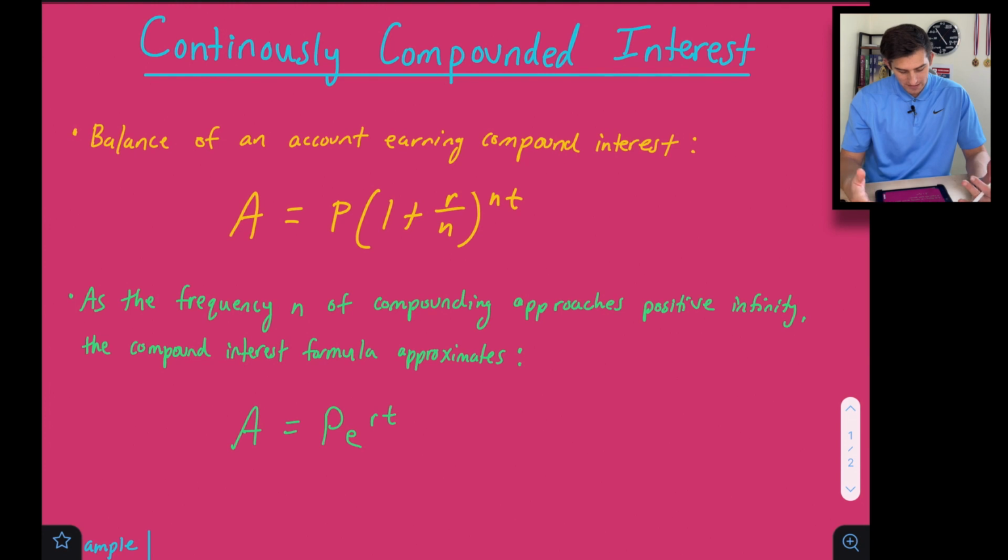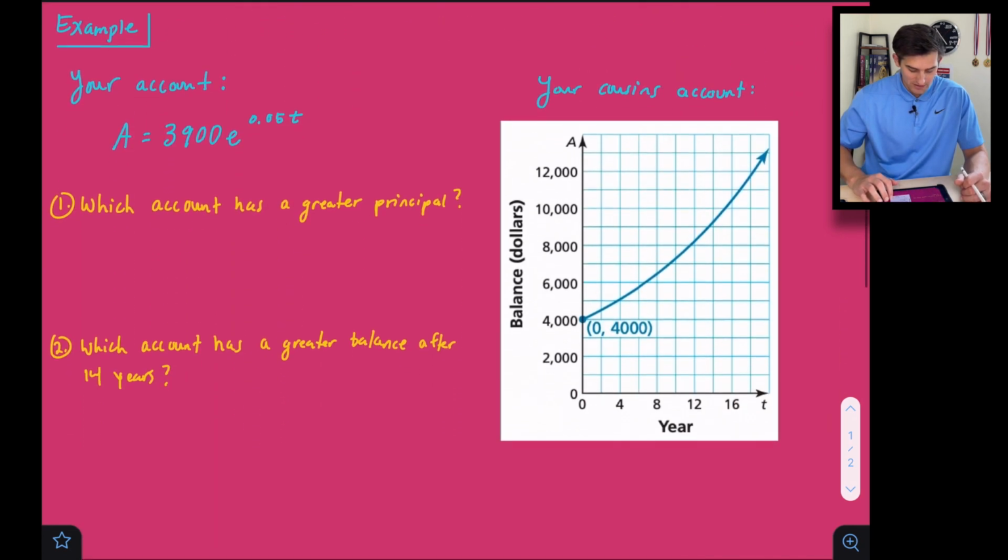So for today in this video, as the frequency N of compounding approaches positive infinity, the compound interest formula approximates this equation here: A is equal to P times E raised to the RT power. So you can remember it as A equals PERT, okay? All right, so let's take a look at an example here where we can use this continuously compounded equation.